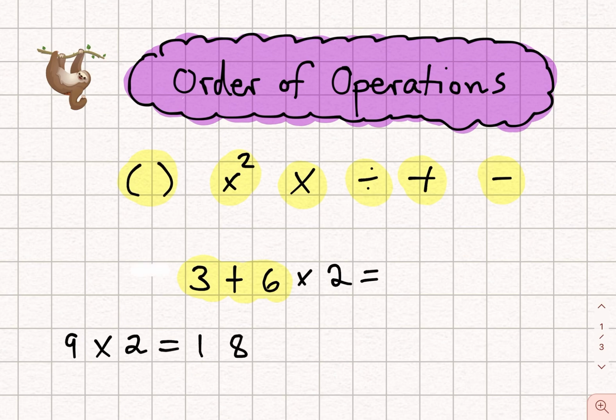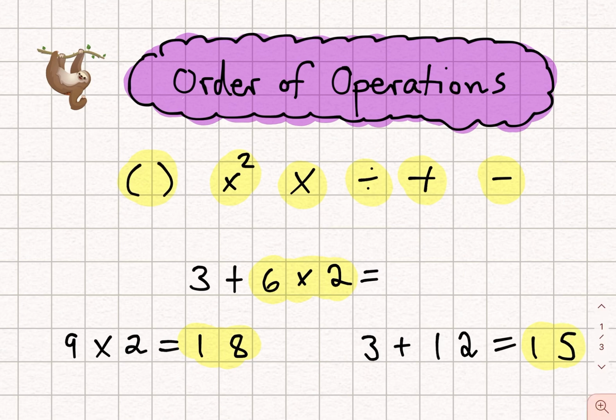We could solve it that way, or we could solve it this way. We could solve 6 times 2 first. 6 times 2 is 12. Let's see, that would be 3 plus 12 equals 15. Well, we solved this two different ways, and we got two different answers. Which one of these is right?